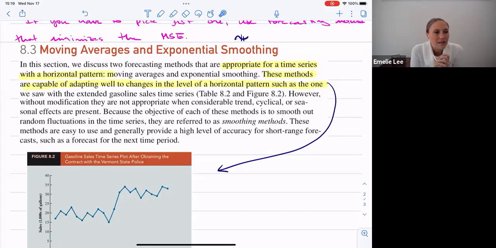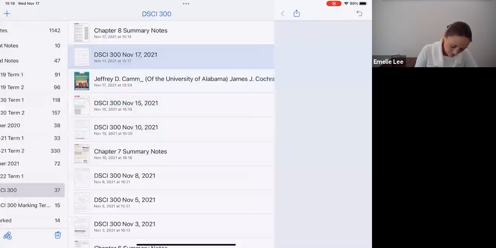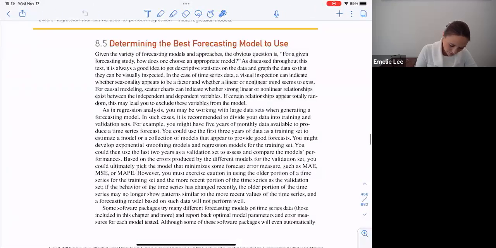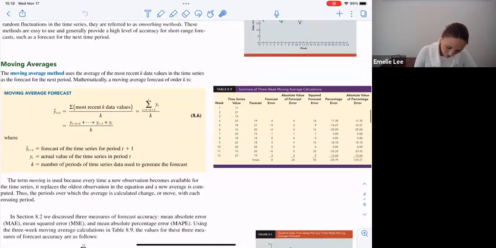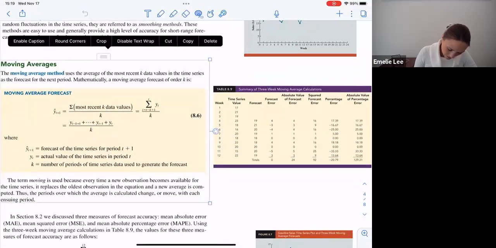Okay, all right. Oh, I don't know why I went there. I went here. So let's talk about the moving averages.